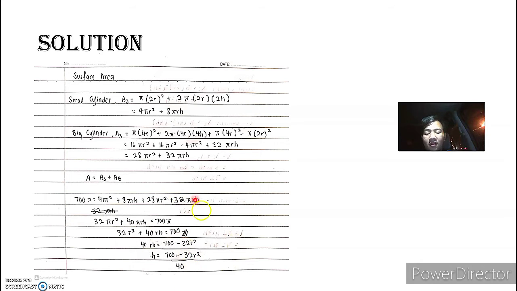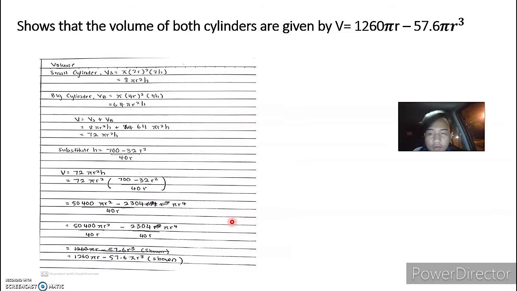Then we solve it like this. We remove the pi and it becomes 32 r square plus 40 rh, equals 700, the pi already removed. Then we move the 32 r square to the right, and leave the h on the left, so it becomes h equals 700 minus 32 r square, over 40 r. So this is the answer for the first question.